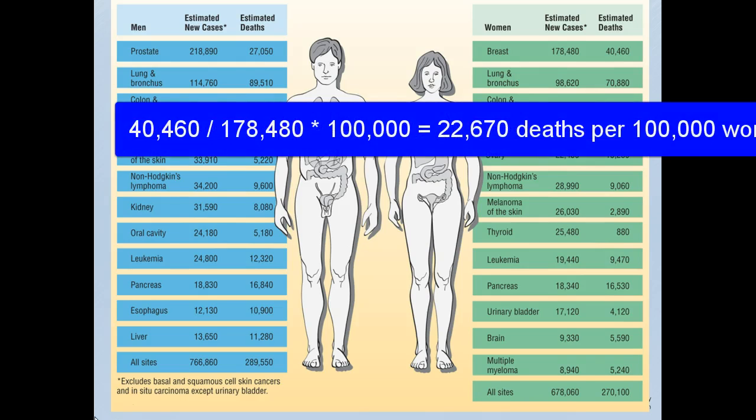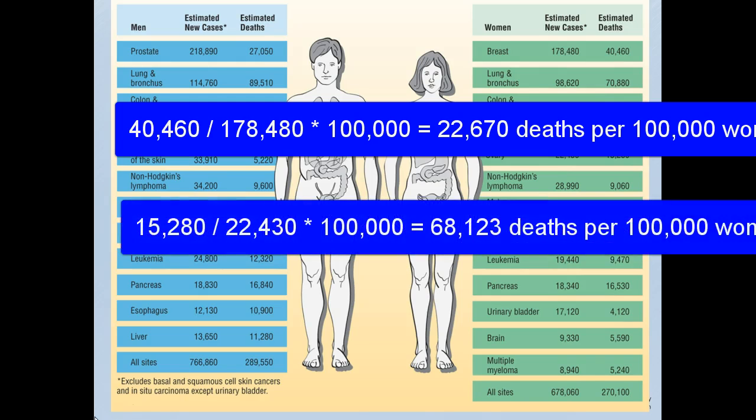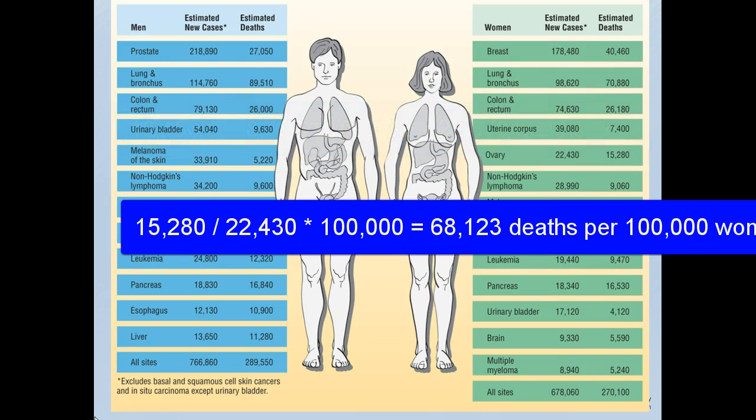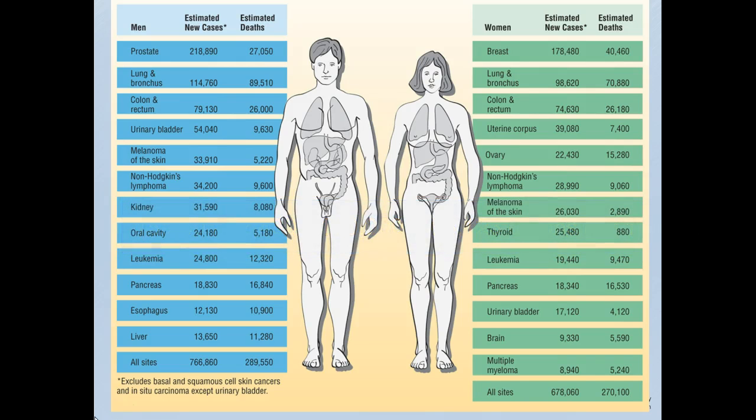For breast cancer, I calculated 22,670 deaths per 100,000 women. And for ovarian cancer, I calculated 68,123 per 100,000 women. So ovarian cancer has a higher case fatality rate than breast cancer. And we do know that the survival rate is lower for women who are diagnosed with ovarian cancer. Death rates are important. Case fatality rates are also very important.